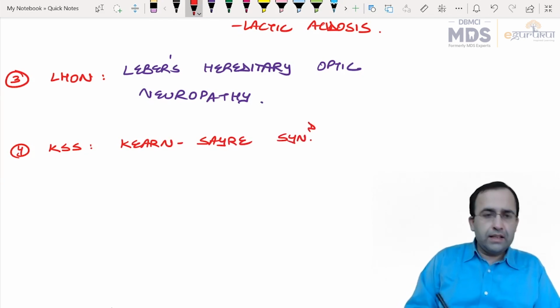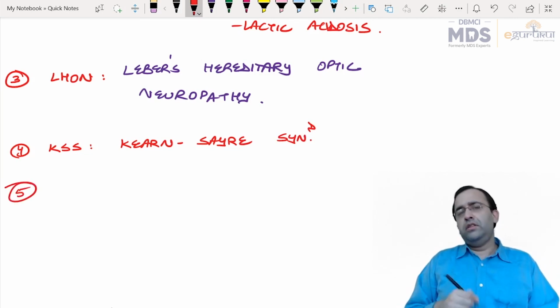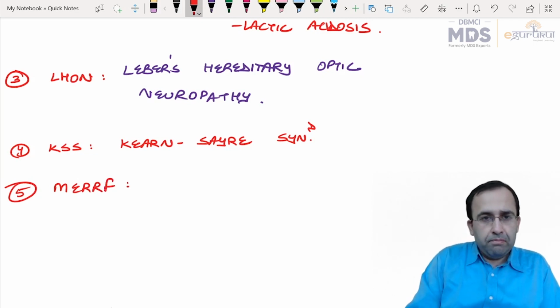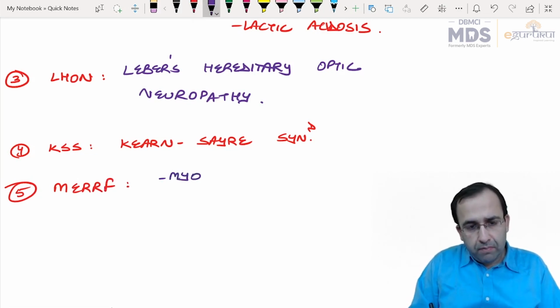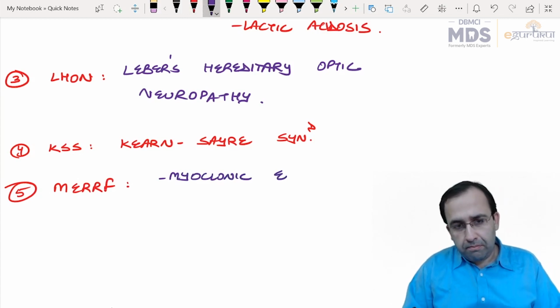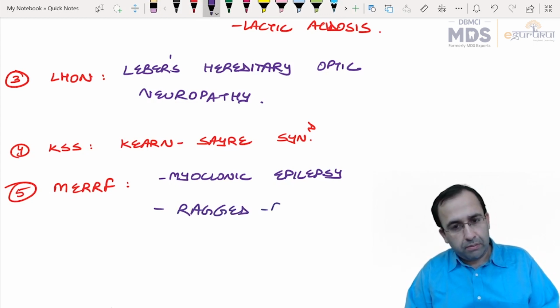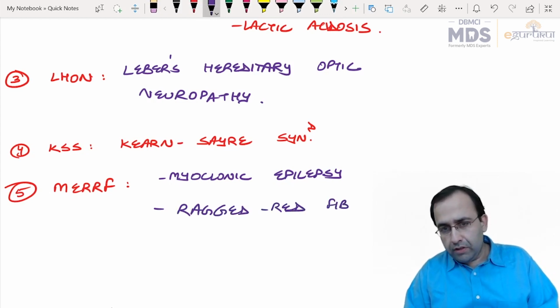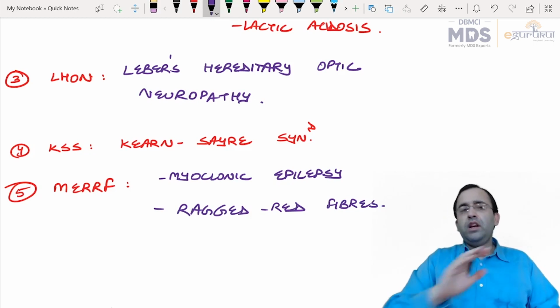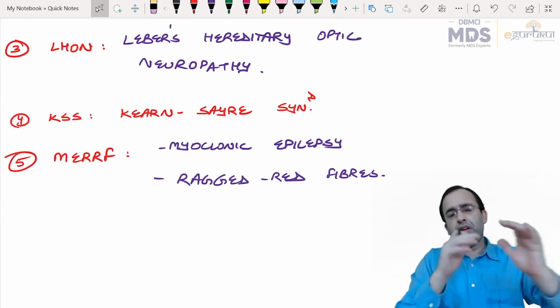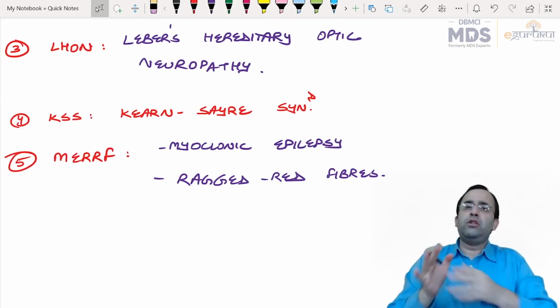Kearns-Sayre syndrome. Next with mitochondrial inheritance is MERRF, that is myoclonic epilepsy, ragged red fibers. Myoclonic epilepsy, ragged red fibers. Throughout your 5.5 or 6 years of course, you would have never studied any of these diseases anywhere. They are not needed except in this table. These are the diseases with mitochondrial inheritance.